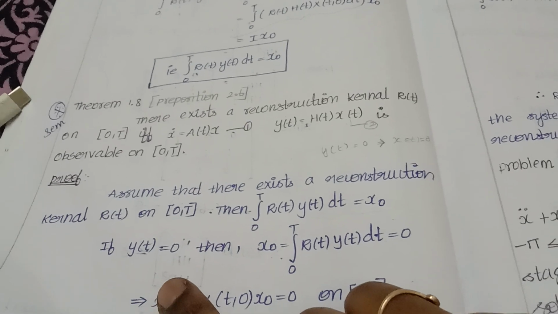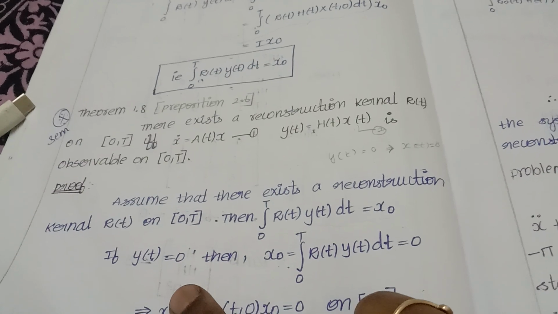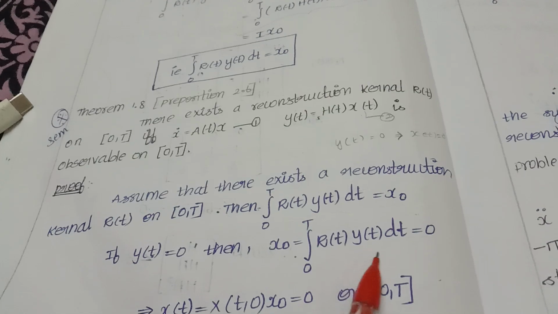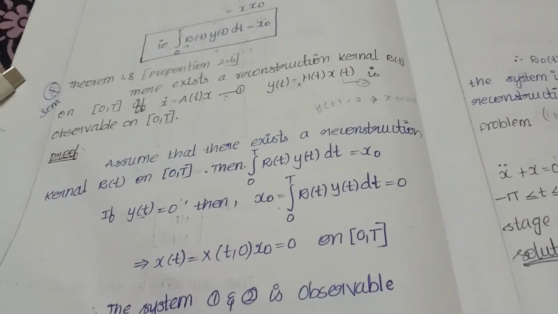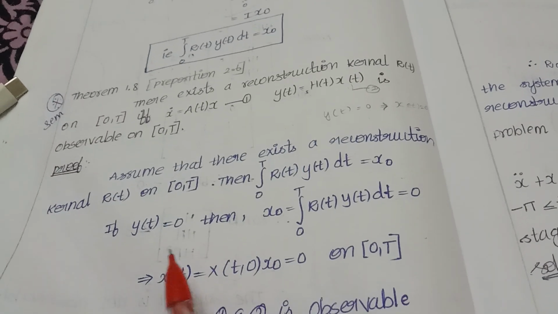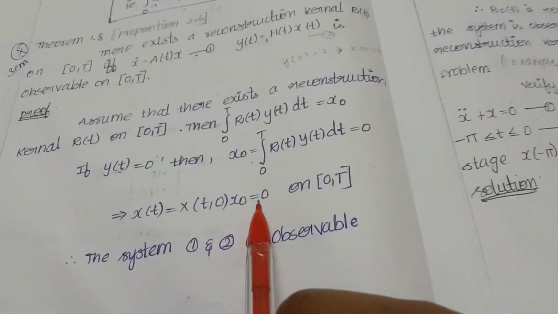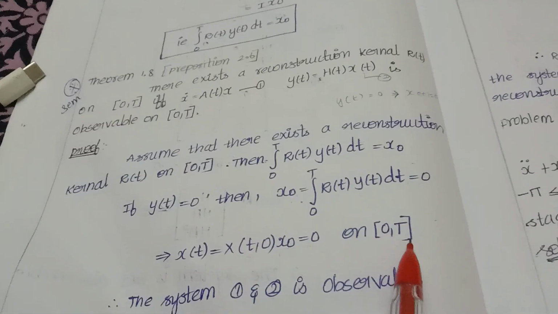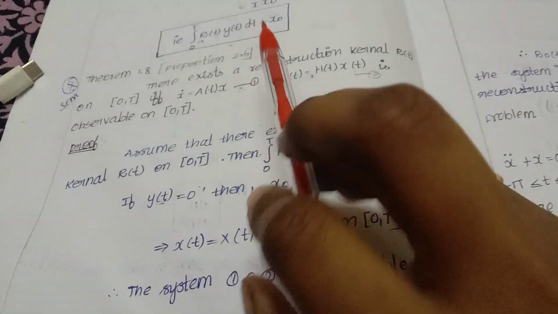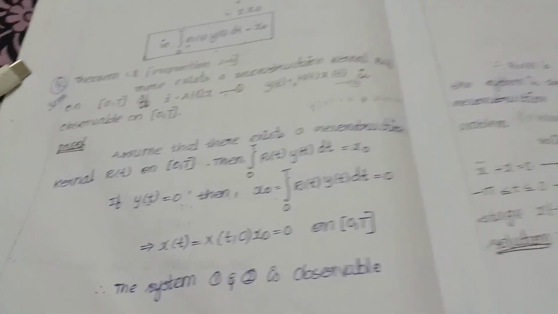Our observability condition is, if y of t equal to 0 then x of t equal to 0. So y of t equal to 0 means that x naught will definitely be 0. So x of t is nothing but x of t comma 0 into x naught. If y of t equal to 0 means our x naught is also 0, so x of t also becomes 0 in the interval 0 comma T. So y of t equal to 0 implies x of t equal to 0, which means the system is observable. Both systems 1 and 2 are observable.